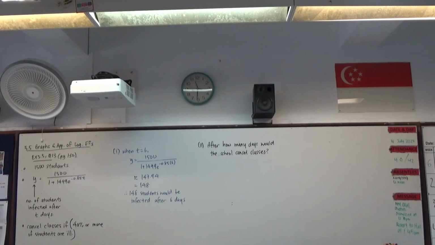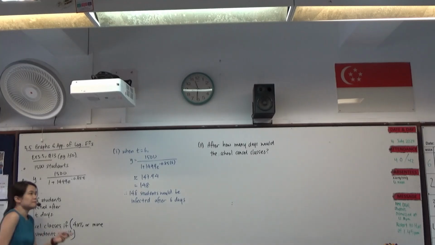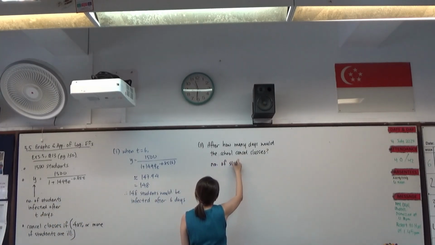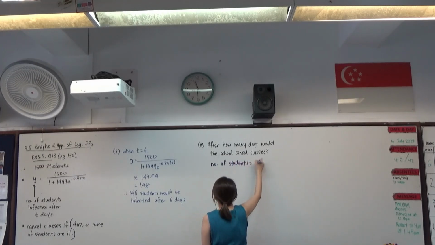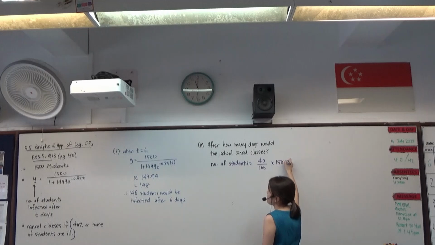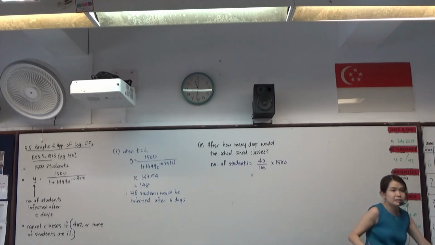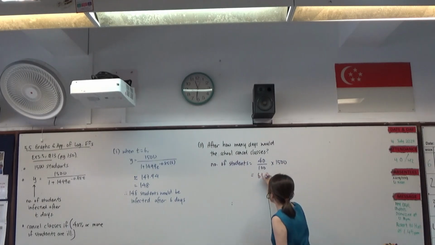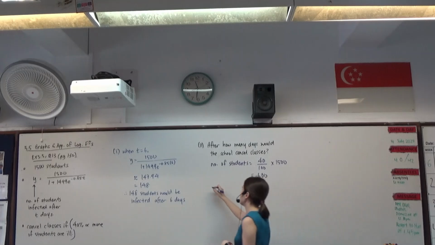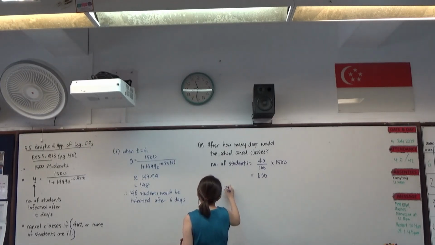Find what is 40% first. Okay, number of students, 40%. So 40 over 100 times 1,500. That will be 600, is it? Right? After finding this 600, so what? Okay, so we will then choose when y equals to 600. And then we begin to solve.